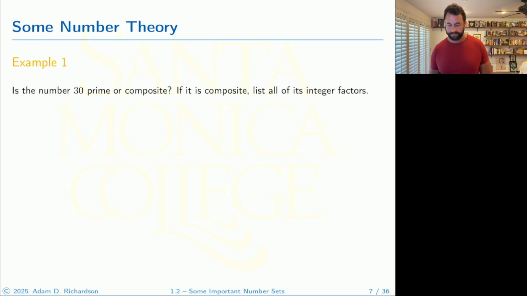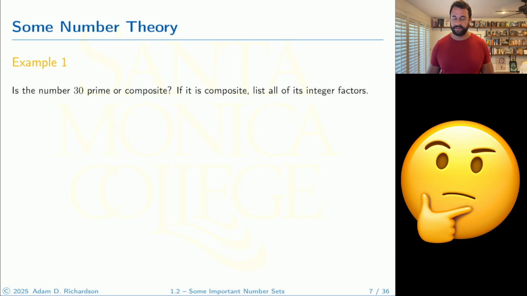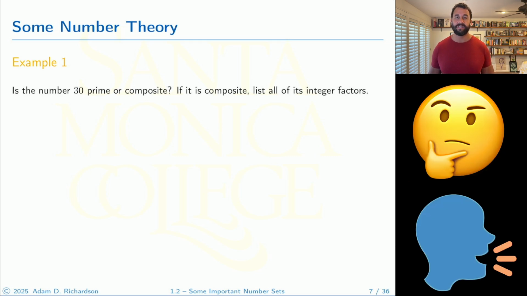So here's a question for you, and I want you to try this one on your own. Is the number 30 prime or composite? And if it is composite, then I want you to list all of its integer factors. So think about this one for a second. Now I want you to say something out loud to yourself to give your brain that feedback. You could even just repeat what the sentence says.